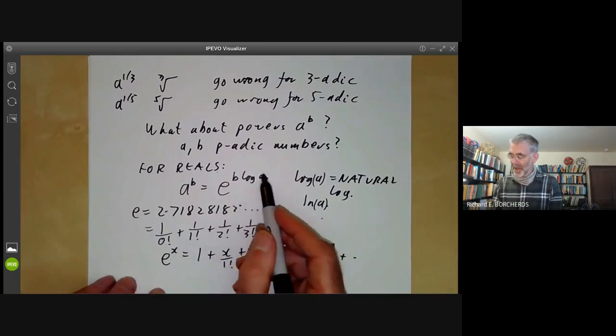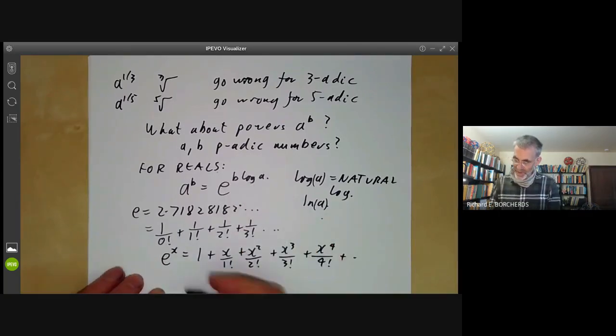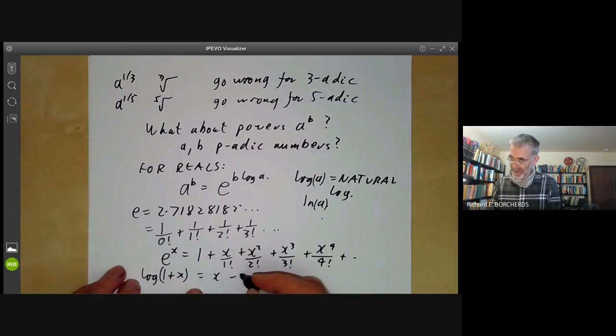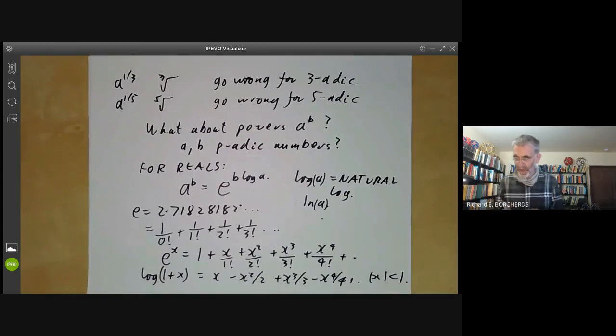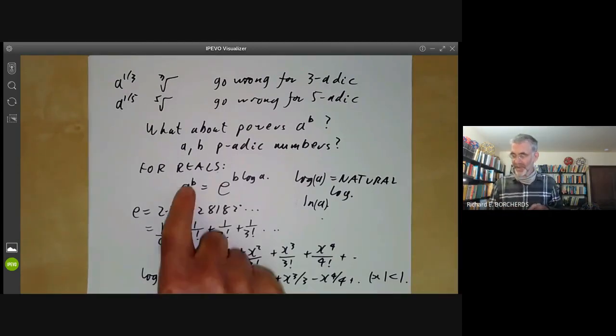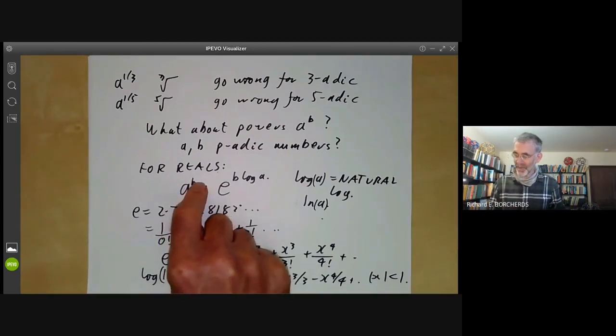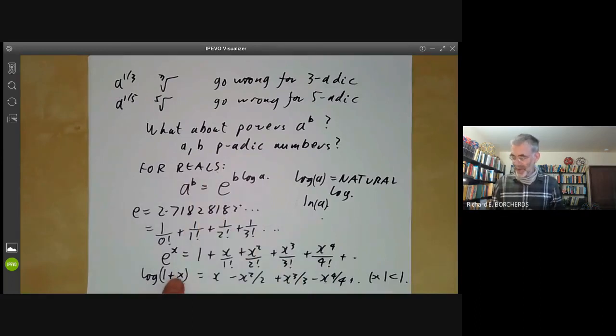And similarly, working out logarithms, there's also a rather neat formula for it, because log of 1 plus x is x minus x squared over 2 plus x cubed over 3 minus x to the 4 over 4, and so on, provided x is absolute value less than 1. So this gives us a formula for a to the power of b for some real numbers. I mean, we've got this condition that x is less than 1, but we won't worry about that too much.